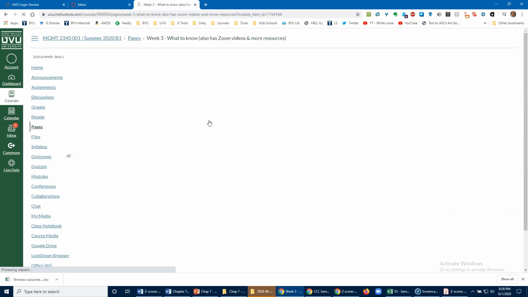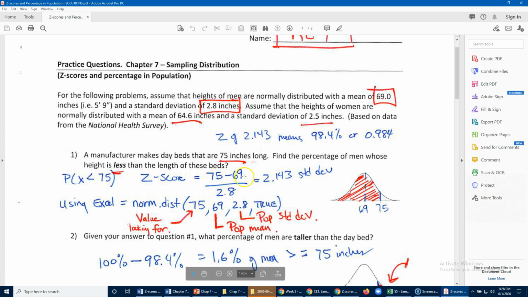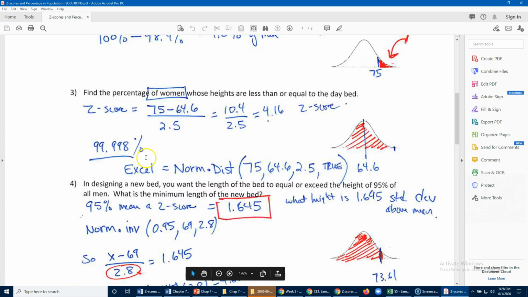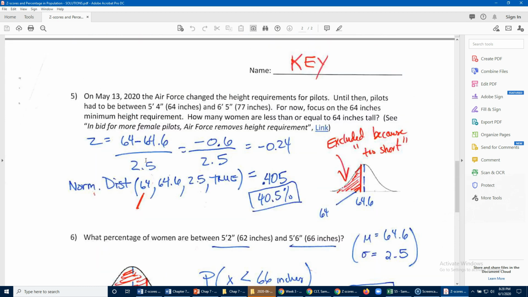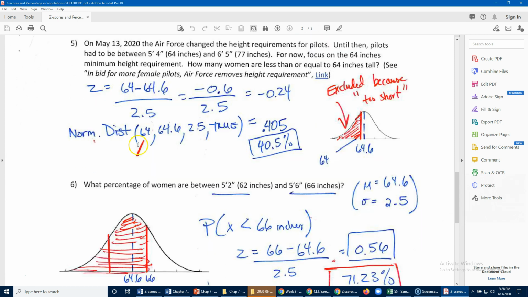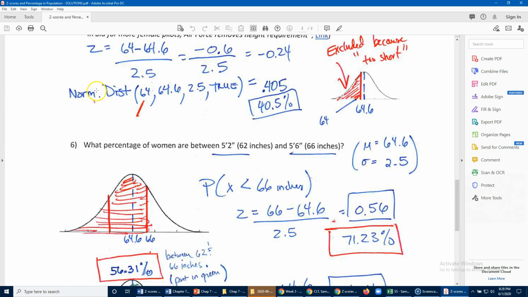And also with this one on the Z-score, once you've done a few of these, you don't need to keep going. But I need to show you how many are. You can go look at this article here because the Air Force just did change their height requirements. Because 40.5% of women were considered too short. They're less than 5'4", and the Air Force said we have to be 5'4" to be a pilot, and so they were excluding 40% of women.